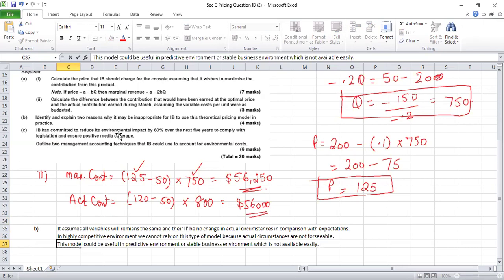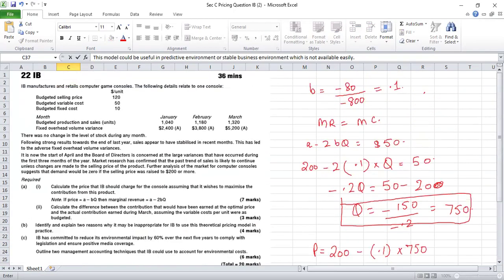Next one is IB has committed to reduce environmental impact by 60% over the next 5 years to comply with legislation and to ensure media coverage. Outline the management accounting techniques that IB could use to account for environmental cost. So this one is related to environmental cost. They can adopt environmental activities. They can control wastage of water. They can control wastage of energy, and they can utilize their resources quite efficiently and eliminate all types of wastage to improve the environment.